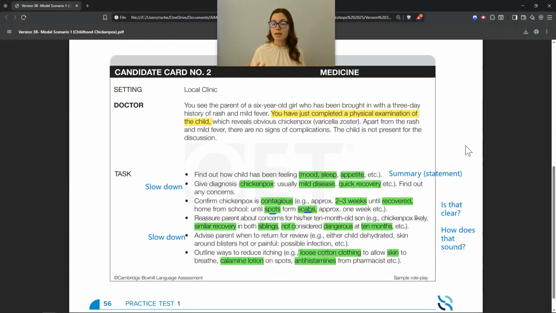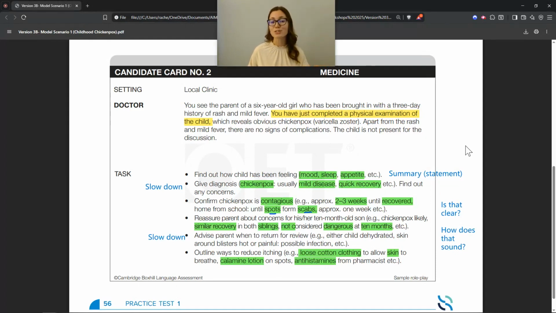The other thing is it gives us a place to land when we're talking. So for example, chickenpox. What is it? Well, it's usually a mild disease, and it gives you a natural end to your phrase or a place to stop and emphasize before moving on to the next part. So you'll notice that stress coming out.